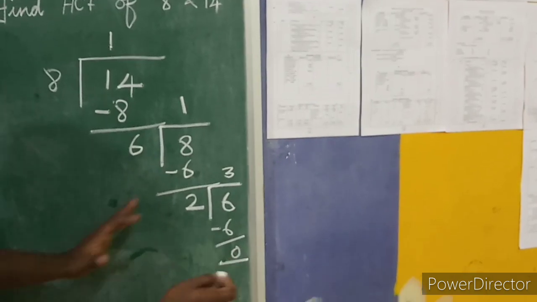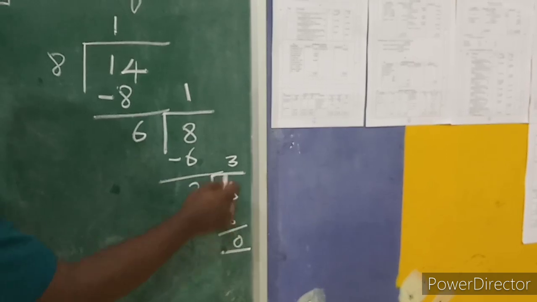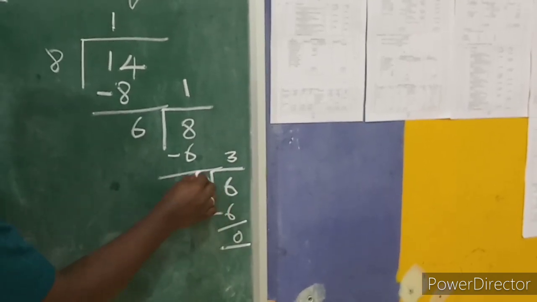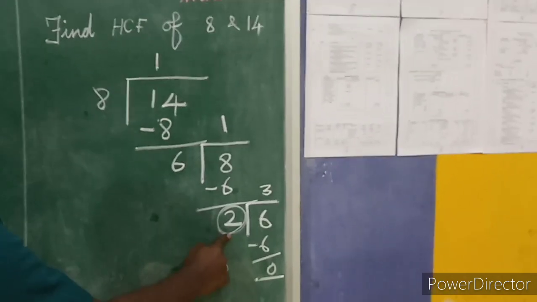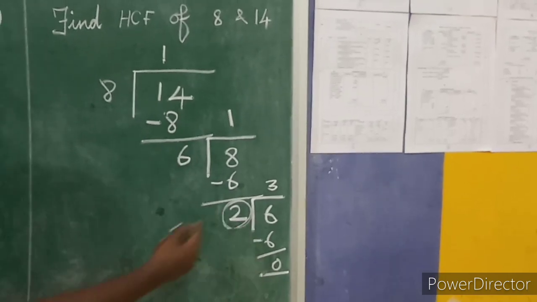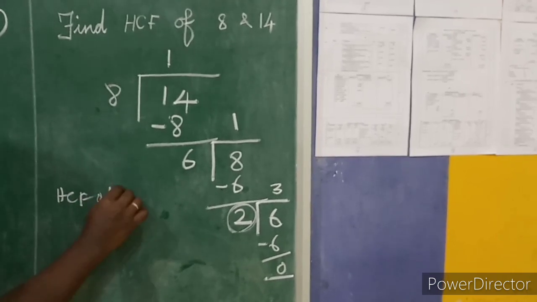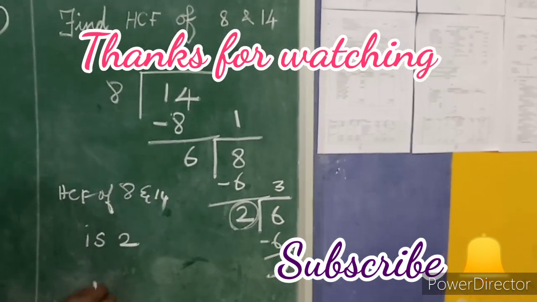So I got 0. That means I need not proceed further. Where I get 0, what is the divisor there? Find out. That is the HCF of the given numbers. What is the divisor there? 2. The last step. What is the divisor? 2. 2 is the HCF of 8 and 14.